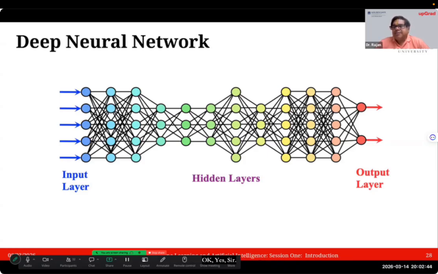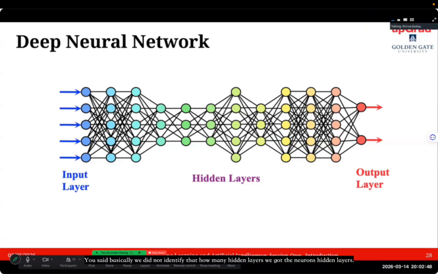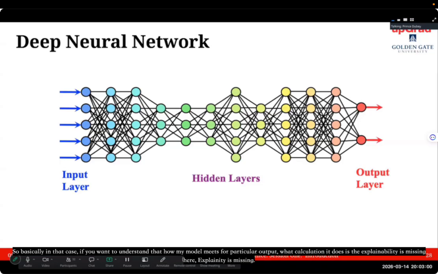Yes, was it Prince Dubey who raised the question? Please ask your question. Basically, we cannot identify how many hidden layers and neurons we got. So in that case, if I want to understand how my model reached a particular output, what calculation it does, is explainability missing here?